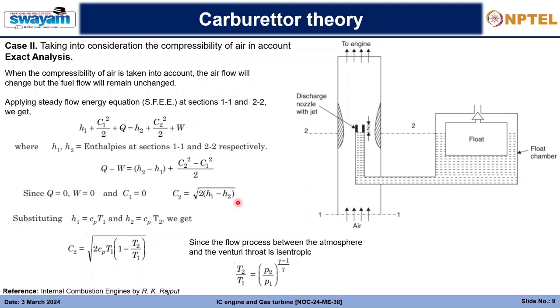Since the flow process between the atmosphere and the venturi throat is isentropic, we will follow this equation: T2 by T1 equals P2 by P1 to the power gamma minus 1 by gamma. If you substitute, we get C2 equals root over 2 Cp T1. Here we substitute in place of T2 by T1 the pressure quantities, so P2 by P1 whole to the power gamma minus 1 by gamma.